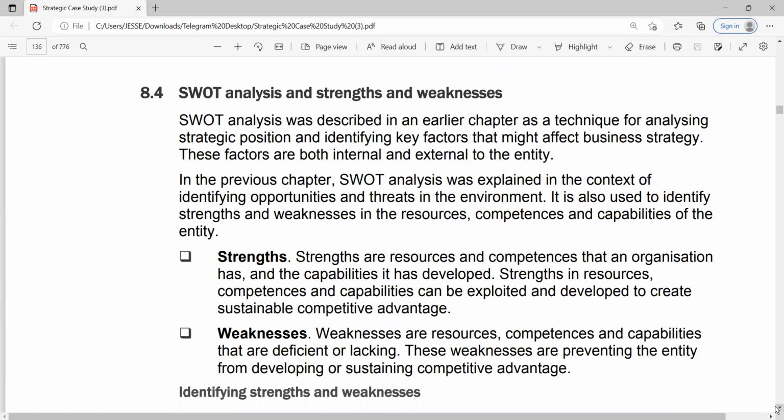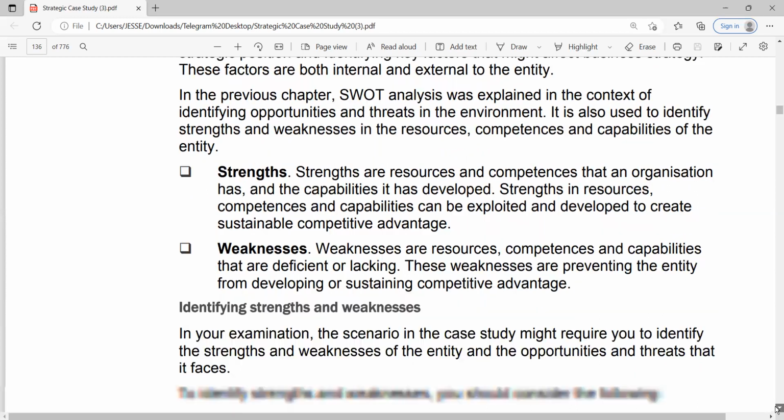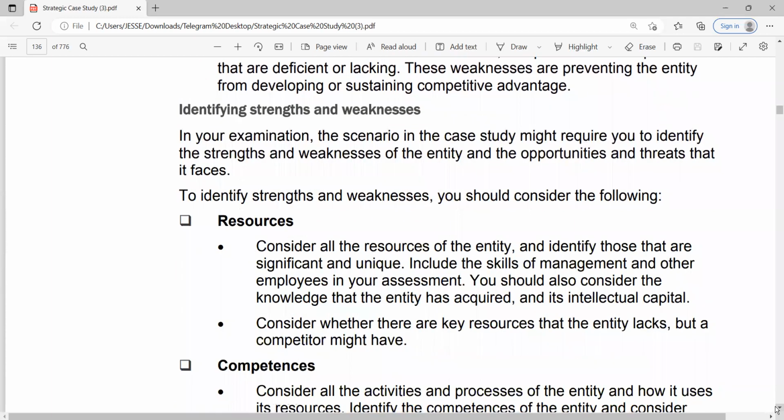So we described SWOT analysis in our previous videos, and we talked about it extensively. We said that the S and the W stand for strengths and weaknesses, and it focuses on the internal environment. So strengths are basically resources and competencies that an organization has. Weaknesses are simply resources and competencies that are deficient. Weaknesses are deficiencies, strengths are advantages. It's as simple as that. So identifying strengths and weaknesses.